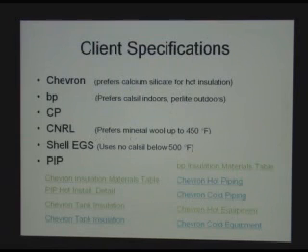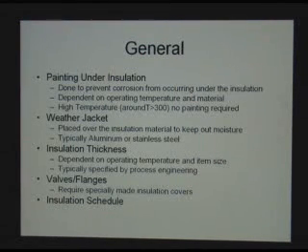In general, we paint under insulation to prevent corrosion, only to a certain temperature. We put a weather jacket on the insulation to keep it dry. Insulation thickness, we talked about how we determine this. There's especially items like flange and welds we have to insulate with special covers quite frequently. We're also preparing on most projects insulation schedules for piping and equipment that tells the contractor exactly how to insulate and what to insulate.